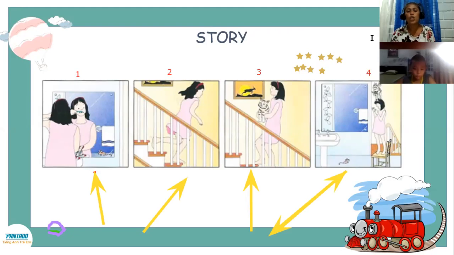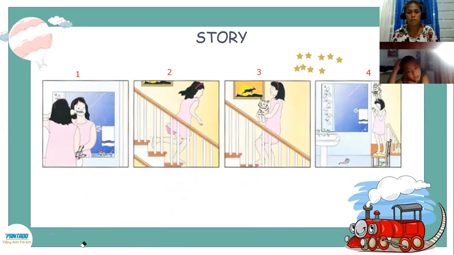Now, you will have to tell me what happened in the story. You will tell me about these 4 pictures, and you will tell me the story about that. The first picture, you tell me now. Tell it properly. The first picture shows the girl brushing her teeth.